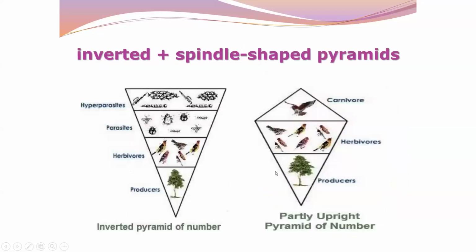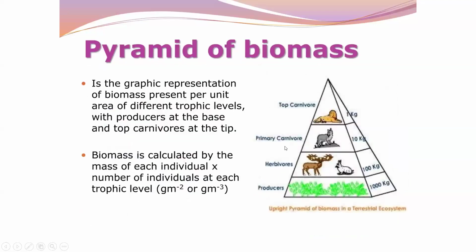The next one is the pyramid of biomass. It is a graphical representation of the biomass present per unit area of different trophic levels, with producers at the base and top carnivores at the tip or top. Biomass means the weight of the individuals. It may be a dry weight or a wet weight. Biomass is calculated as the mass of each individual into the number of individuals at each trophic level.